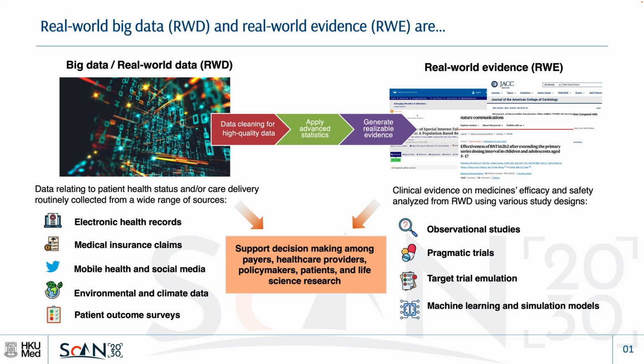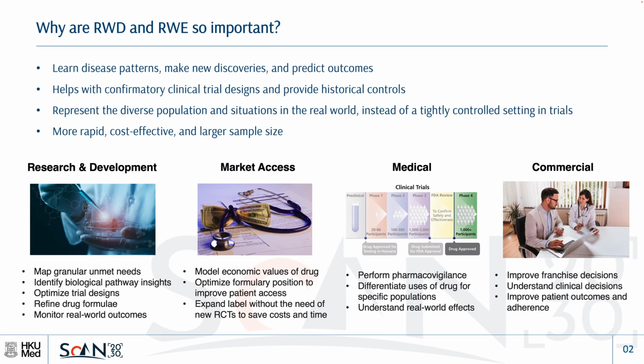Over the years, the development of healthcare big data has helped us generate further evidence other than in clinical trial settings, which significantly facilitates decision makers to choose the best available treatments based on more studies. Real-world data and evidence are so important because they help rationalize the way we understand disease patterns, make new discoveries, and predict outcomes. For example, we can analyze the risk of developing a disease or the effect after taking a drug based on currently observed patterns.